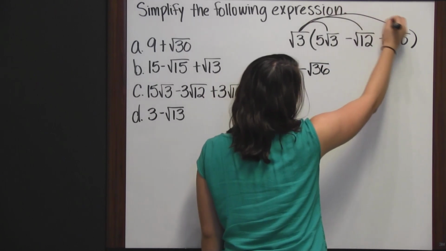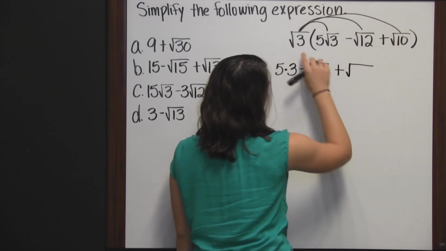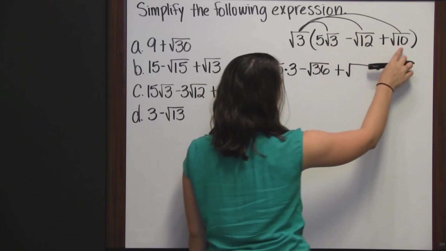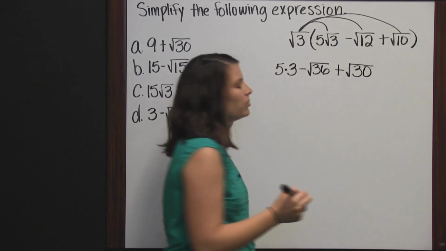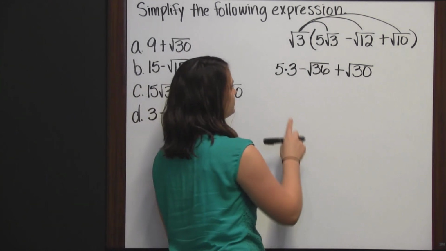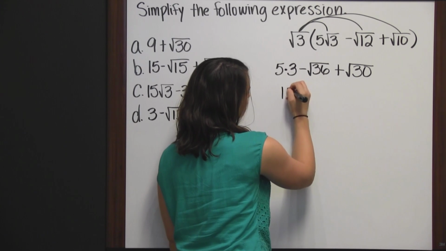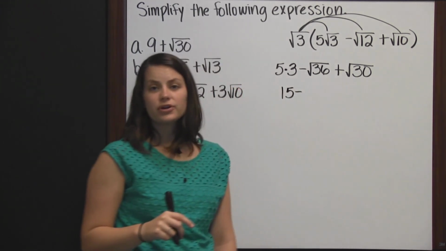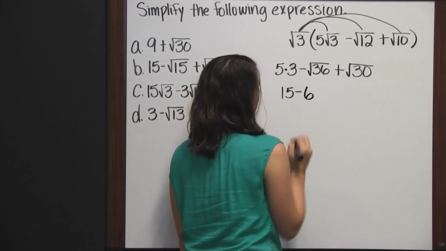And then the square root of 3 times the square root of 10. So again, we're just multiplying our numbers under the radical. 3 times 10 is 30, so the square root of 30. But we're not finished yet because we have some simplifying that we can do. 5 times 3 is 15, minus the square root of 36 is 6, because 6 times 6 is 36.